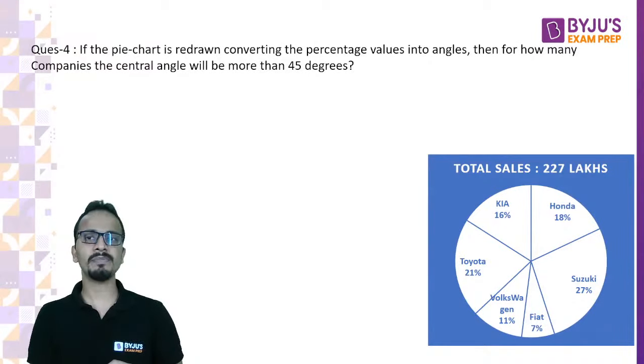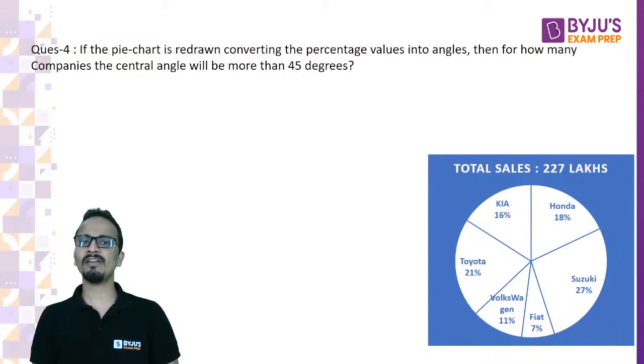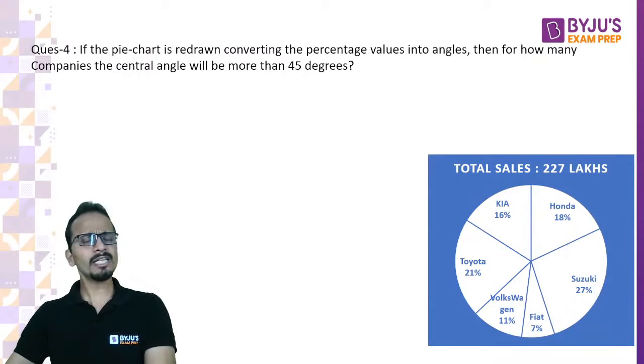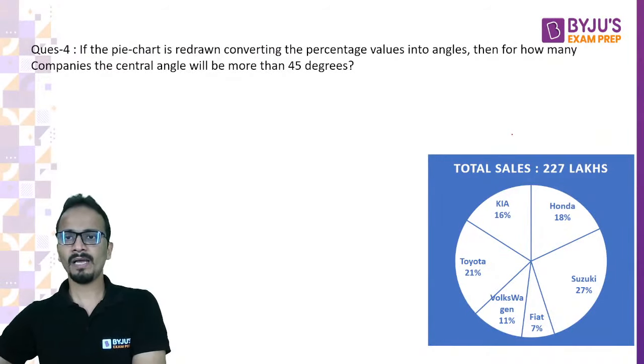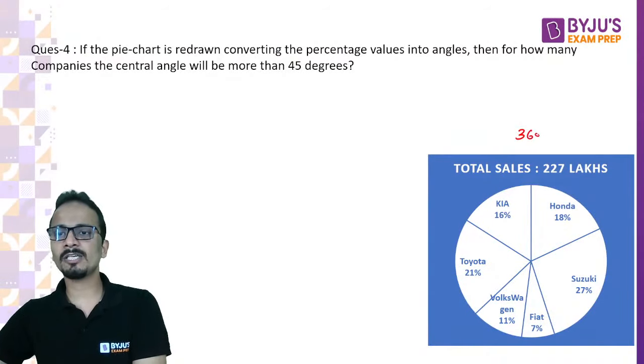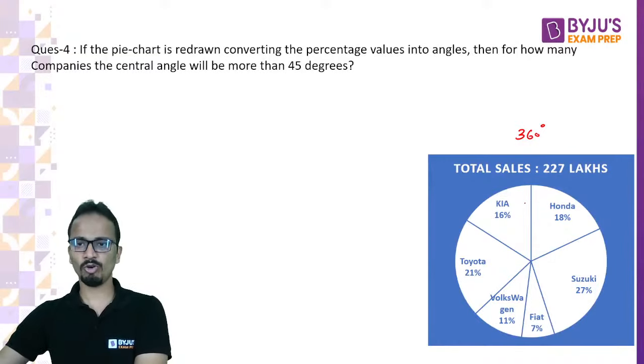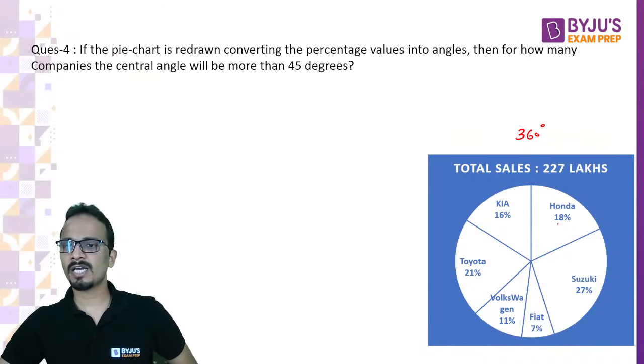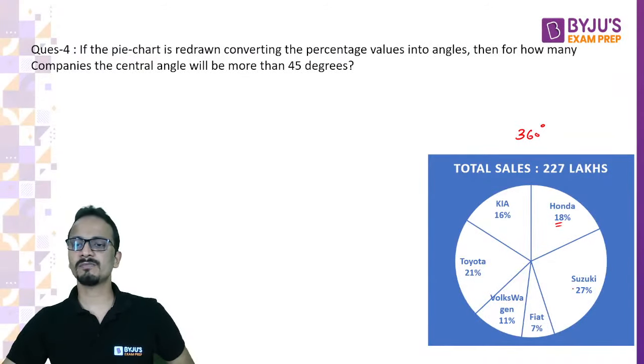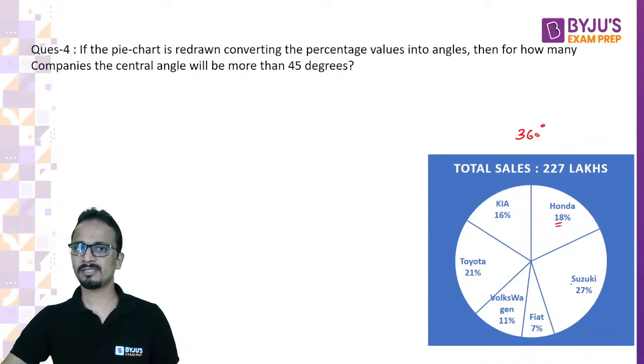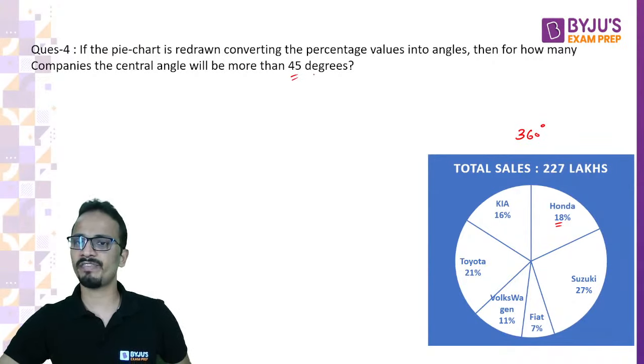Okay, for how many companies will the central angle be more than 45 degrees? Now there are two ways of doing this. We know that the total angle is 360 degrees. So one way is to convert all these percentages into angles and then compare them with 45 degrees.